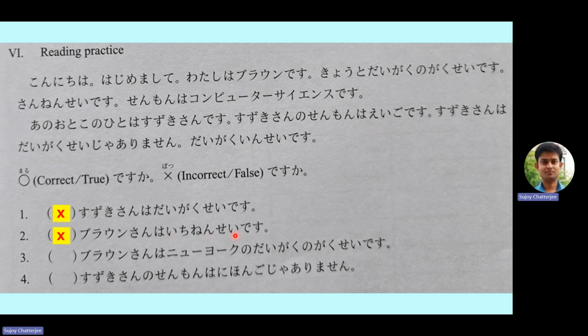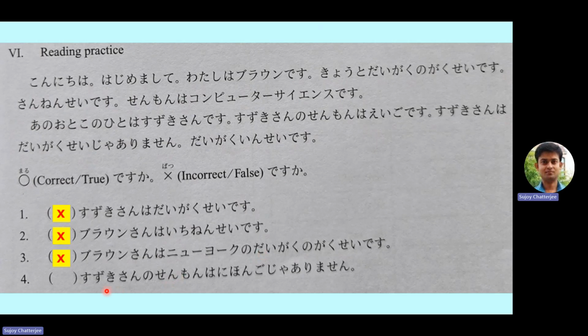So false. Next one is Brown-san wa New York no Daigaku no Gakusei desu. New York no Daigaku. But here it is written Kyoto Daigaku. That means he is a student of the Kyoto University. But here the question is mentioning New York University. So this is also false.